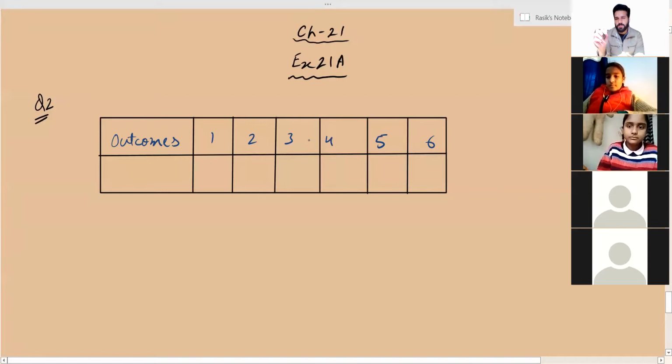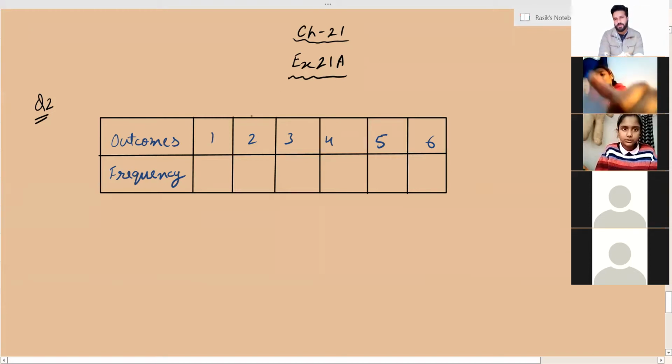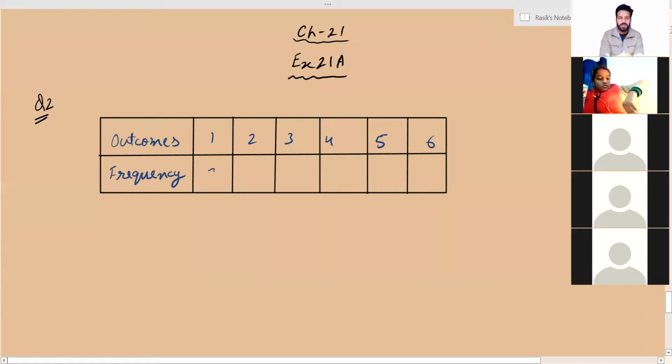I'm writing all the outcomes that are possible here. And now I will write the frequency of each outcome. That means how many times a particular number has appeared. For example, count how many times the number 1 has appeared when we have thrown the die. 2 times. So that means the frequency of number 1 is 2. Because when we see the data, we will see that 1 has appeared only 2 times. How many times the number 2 has appeared? Count it. 1, 2, 3, 4, 5. So 5 is the frequency of 2.